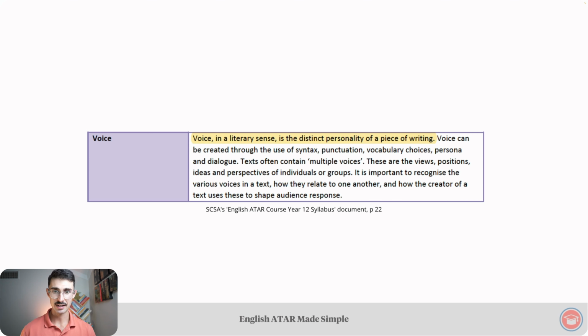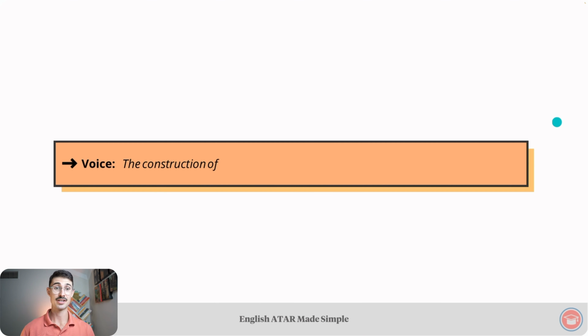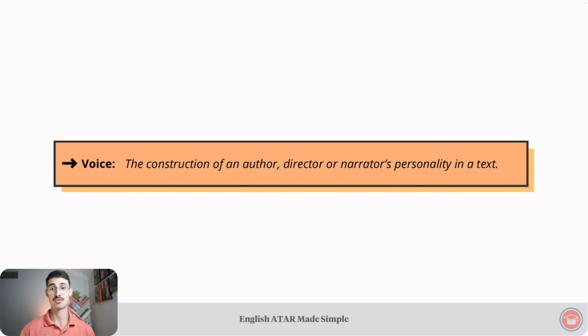So the fact that this definition doesn't refer to those other types of text, those other modes of text, is misleading. In light of that, we're going to go with the following definition: the construction of an author, director, or narrator's personality in a text. This definition has several different factors that we're going to be focusing on throughout this lesson.